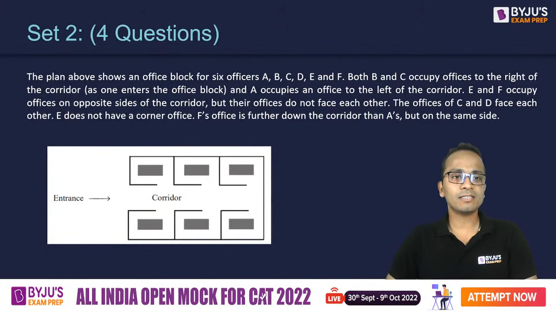Now the direction says that the plan shows an office block for 6 officers, A, B, C, D, E, F. Both B and C occupy offices to the right of the corridor as one enters the office block, and A occupies an office to the left of the corridor. E and F occupy offices on opposite sides of the corridor, but their offices do not face each other. The offices of C and D face each other. E does not have a corner office. F's office is further down the corridor than A's, but on the same side.